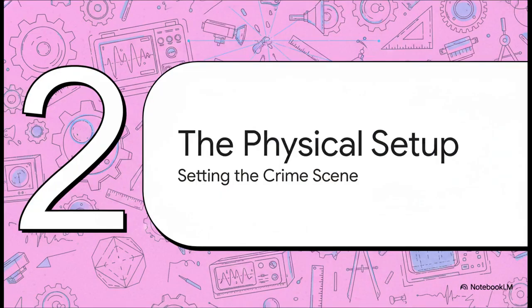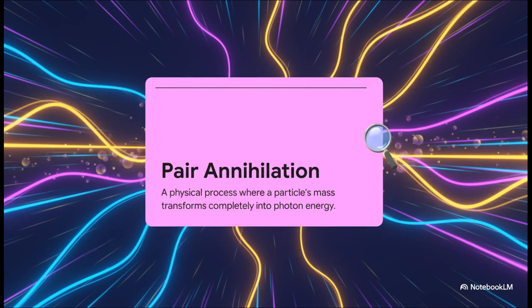Section 2. The physical setup. So the core mechanism at play here is pair annihilation. If you need a quick refresher, this is simply a physical process where a particle's entire mass transforms completely into photon energy. Nothing is lost, nothing is wasted. Physical mass literally becomes light. It is one of the absolute most elegant transformations in physics, and as you'll see, it's the perfect isolated system for our proof.